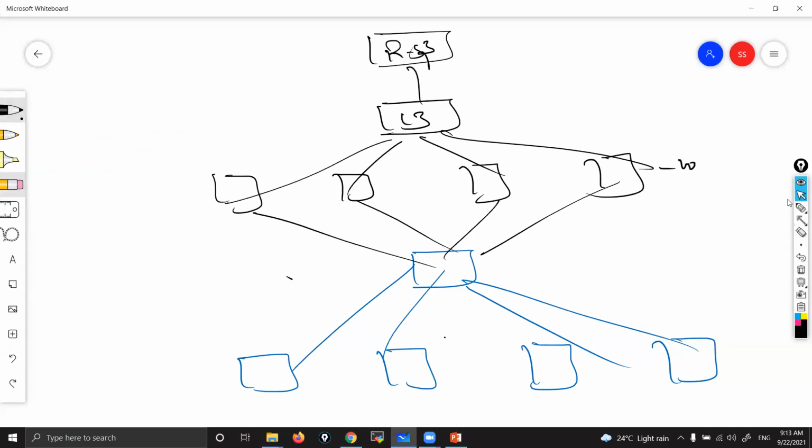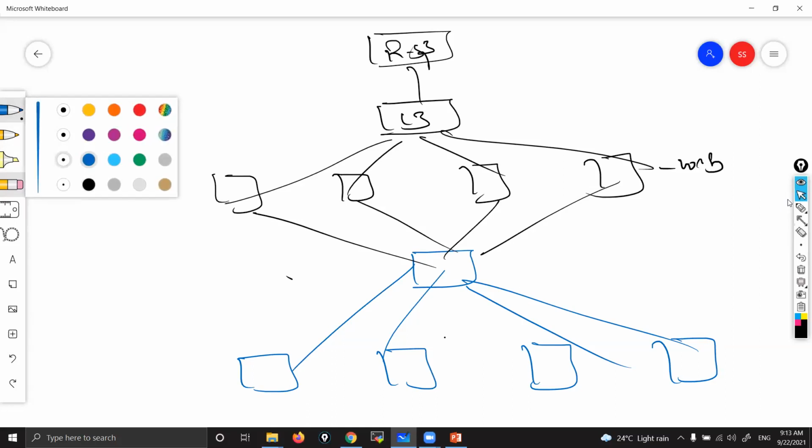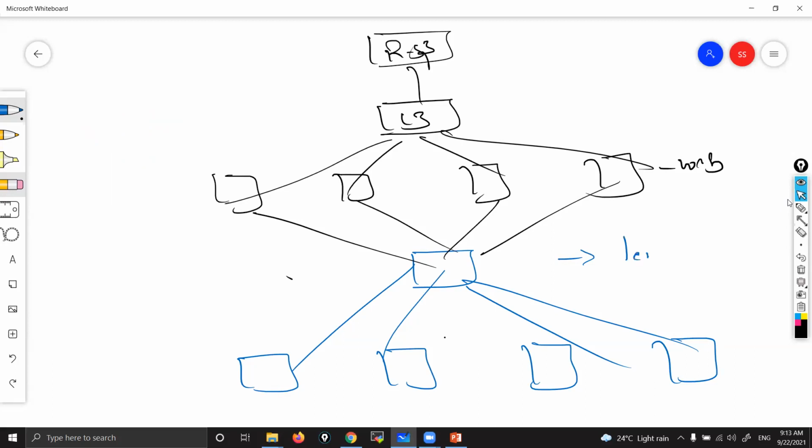Now these are my web servers. Okay. So this is the leader node. These we call compute nodes.